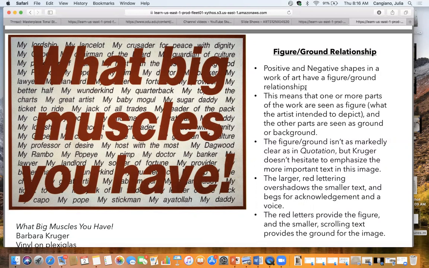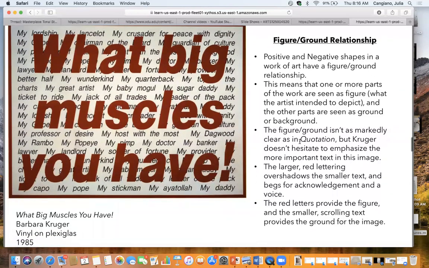So the figure-ground relationship isn't quite as clear in this one, but she does emphasize that the red text is, I don't want to say more important, but it's definitely her focus, and that's what she wants us to notice. And it does, especially with the exclamation point and the overall size and the fact that it's red text, which when you see red, I read it as more urgent, like right this second, like maybe emergency or something.